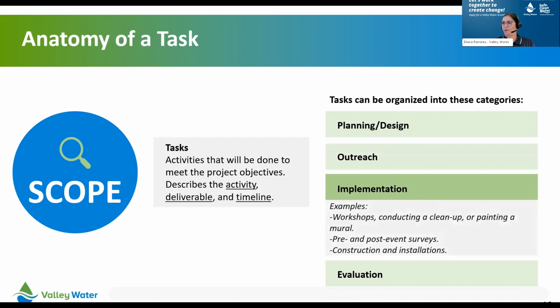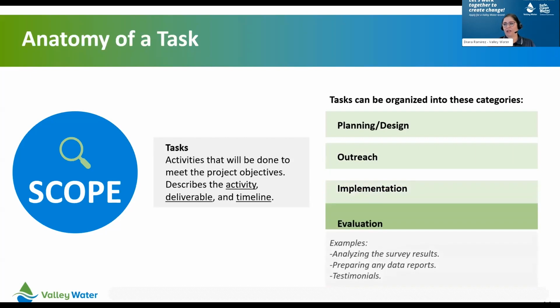The third category is implementation. This is where the actual execution of your project takes place. This can include the workshop that you planned, organizing and conducting the cleanup, installing the mural, conducting pre- and post-event surveys, construction, and planting vegetation or trees. Using the community garden example again, implementation tasks could include preparing the soil, building the raised beds, and installing the irrigation system.